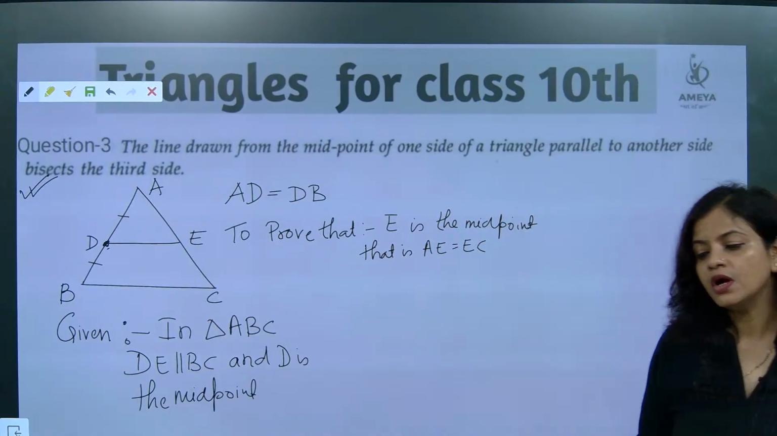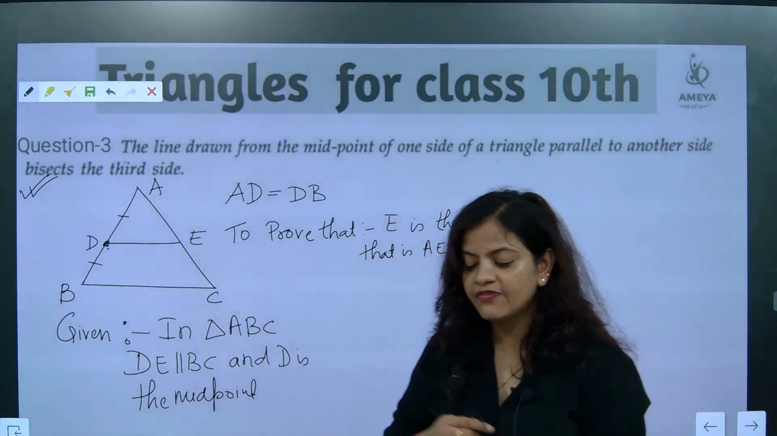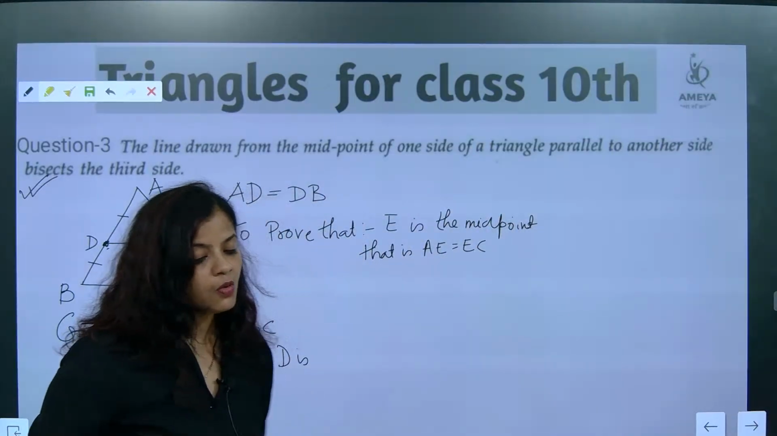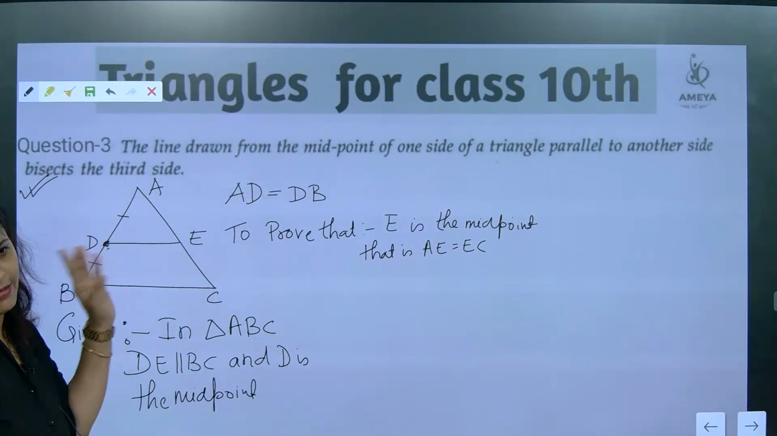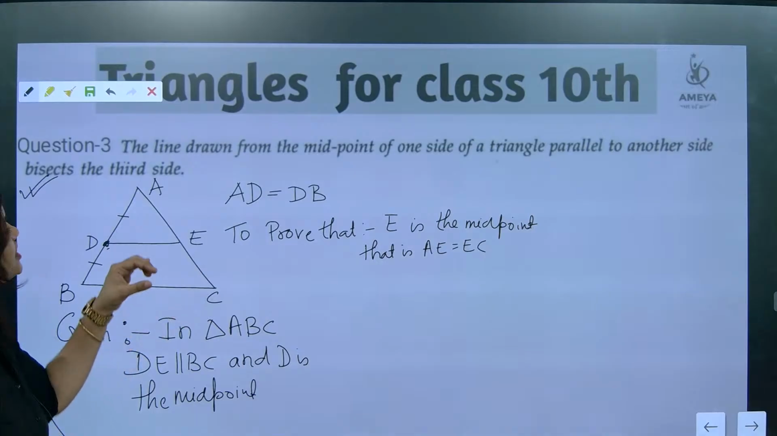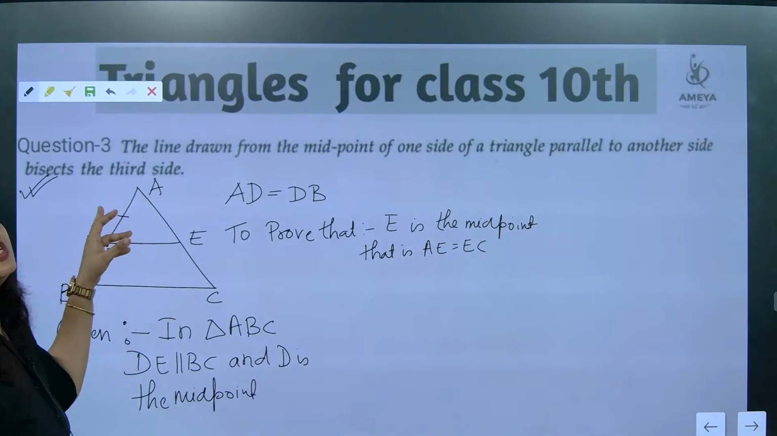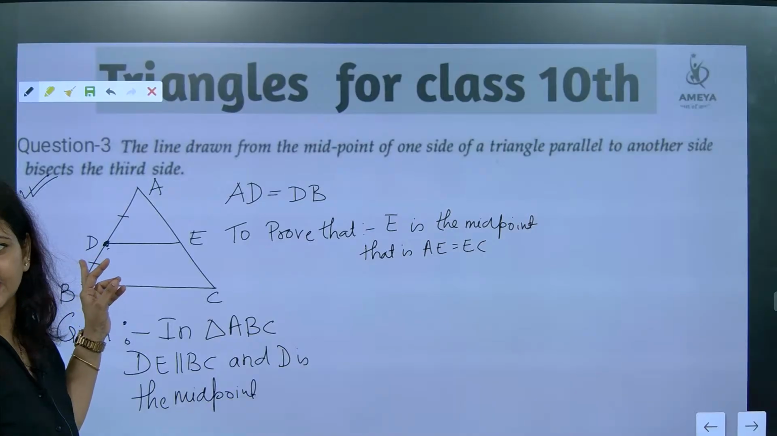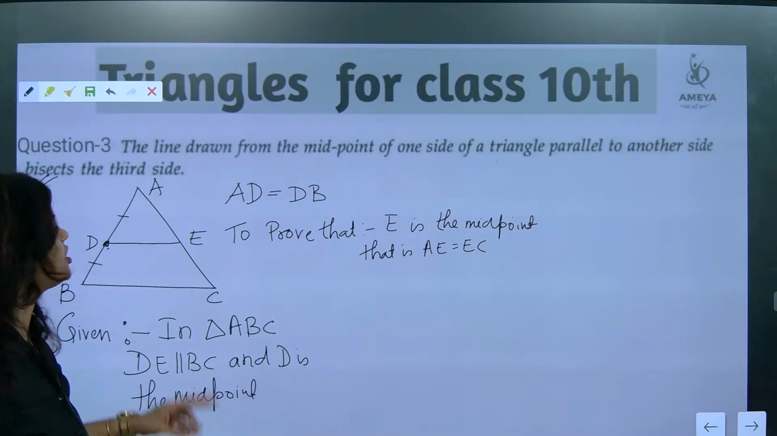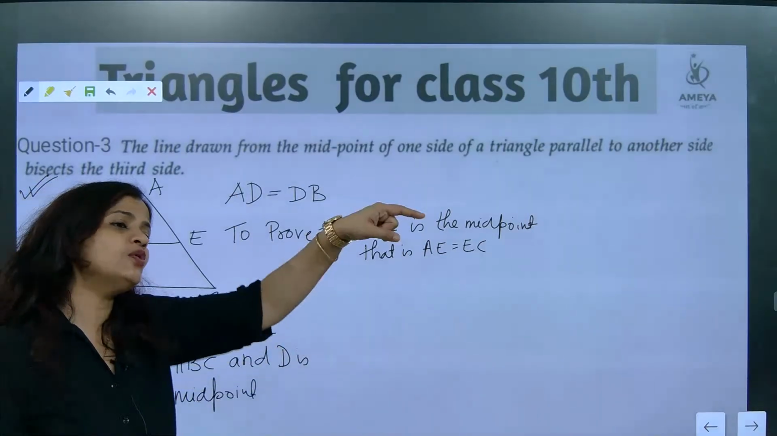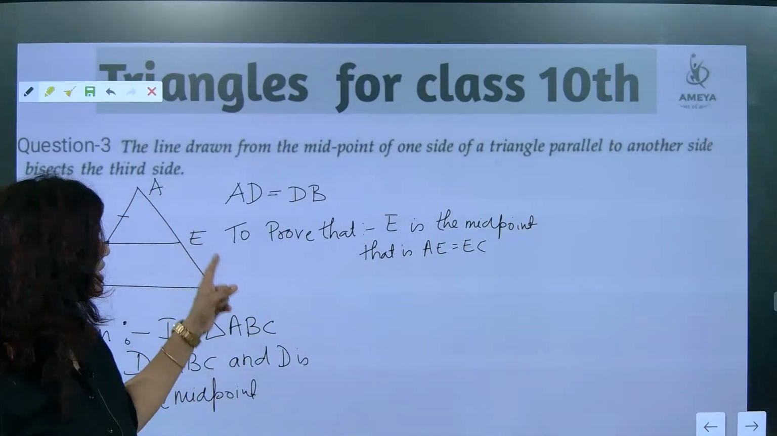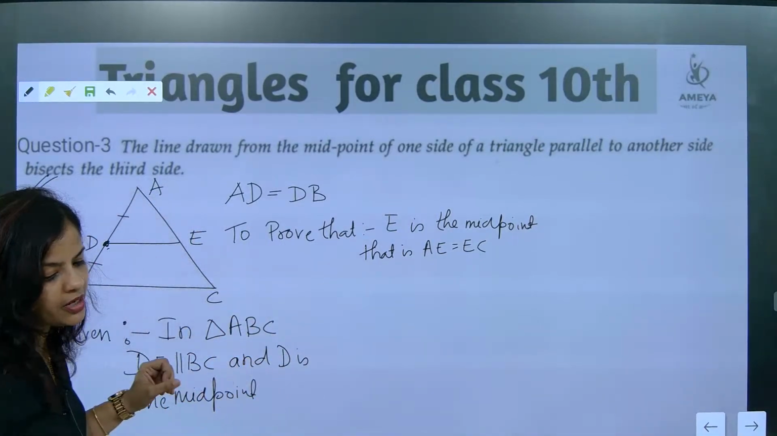What is given to you? D is the midpoint. Again, one more time I am explaining, beta, don't worry. What is given? D is the midpoint. So if D is the midpoint, that means if this is total 6 centimeter, this part will become 3 centimeter and this part will become 3 centimeter. Correct now? Then they are telling that if D is the midpoint, then you have to prove E is the midpoint. And if E is the midpoint, it means this by this. Understanding, beta?